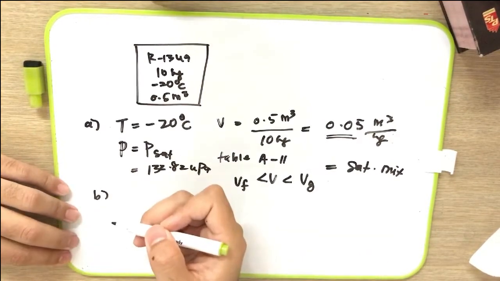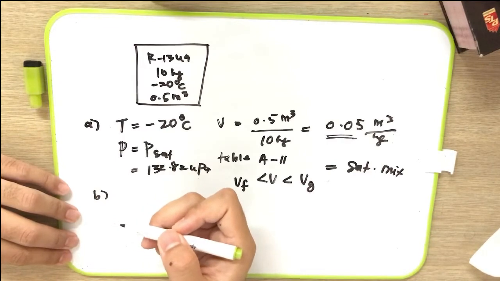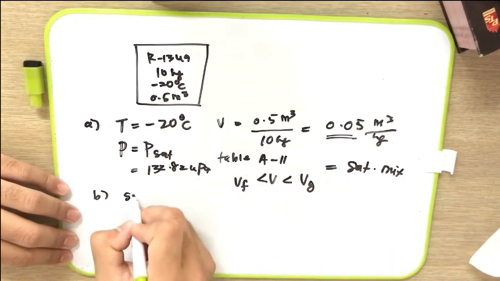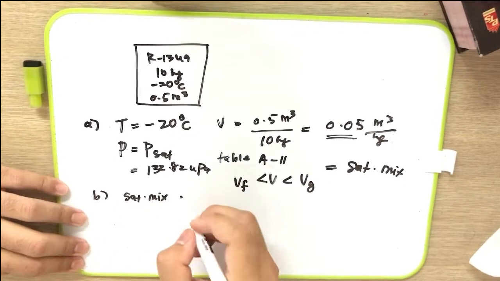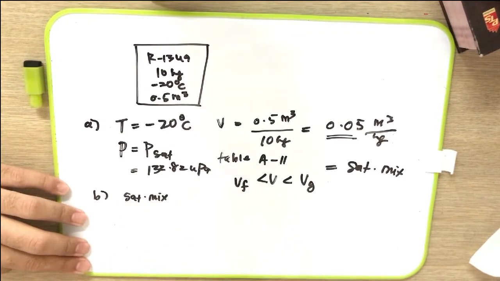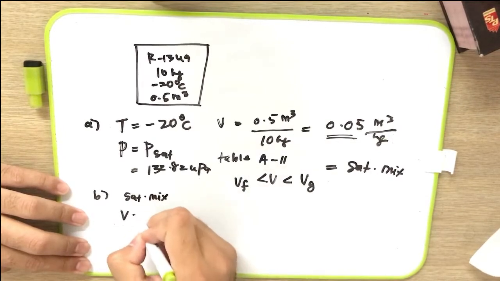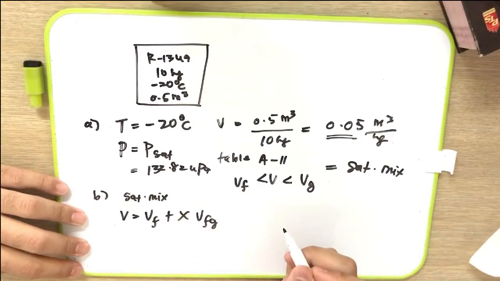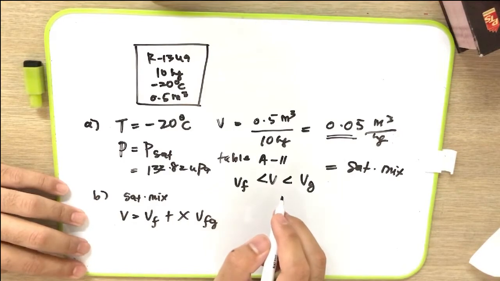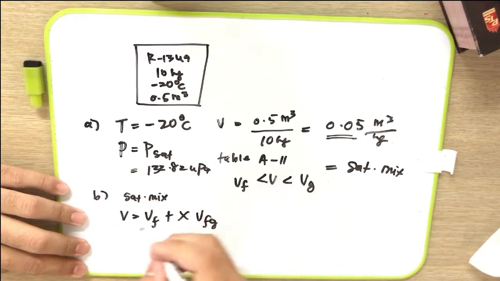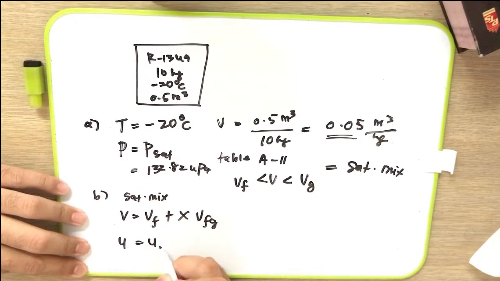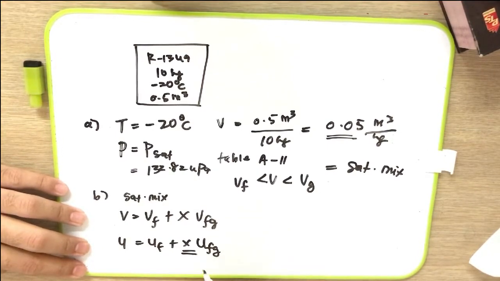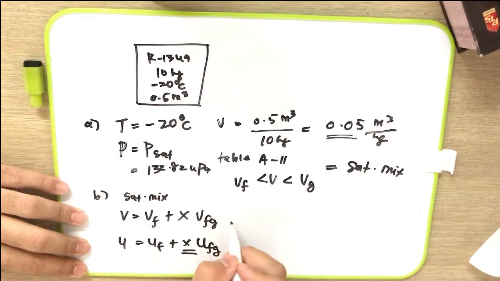Next, B, we need to find the total internal energy. We know already the phase is saturated mixture. When it is saturated mixture, we have to know that we will use this equation: v is equal to vf plus x vfg. In order to find internal energy, we need also to use this equation, which is u is equal to uf plus x ufg. So just that, we need to find the x. How to find the x? By using this equation.